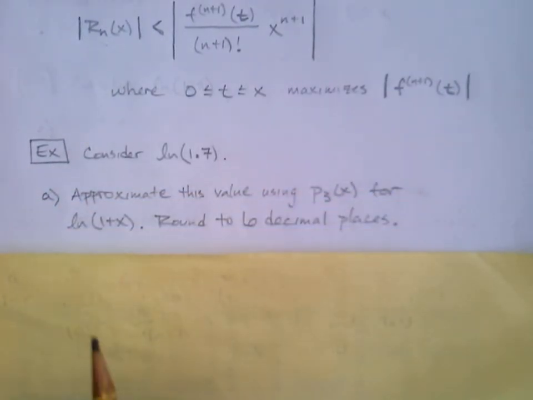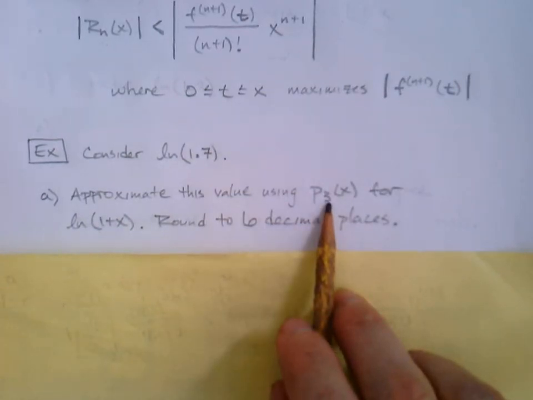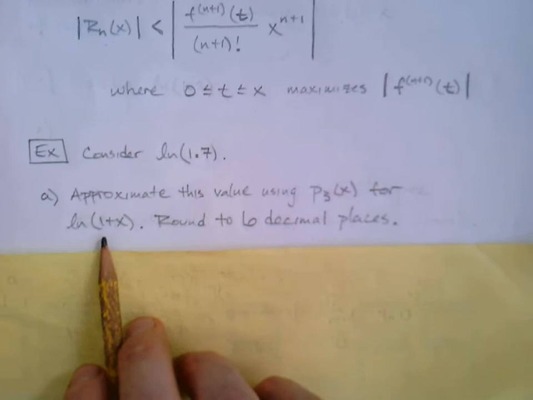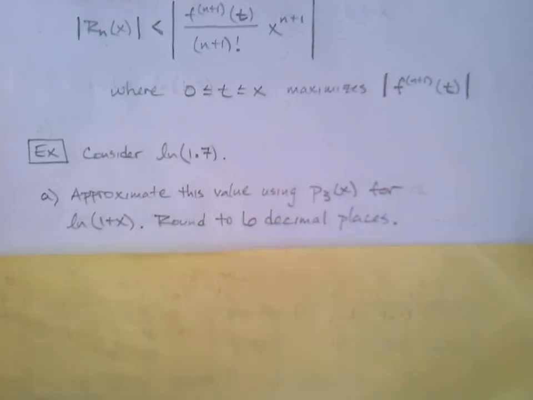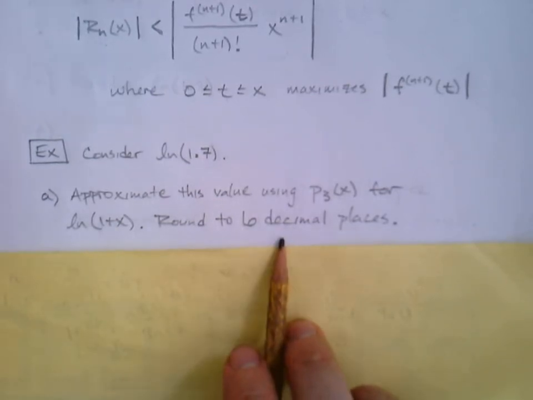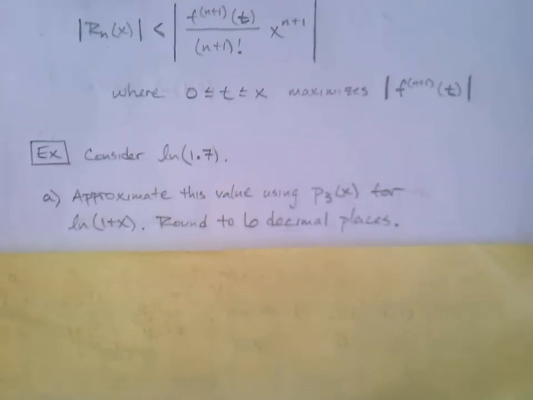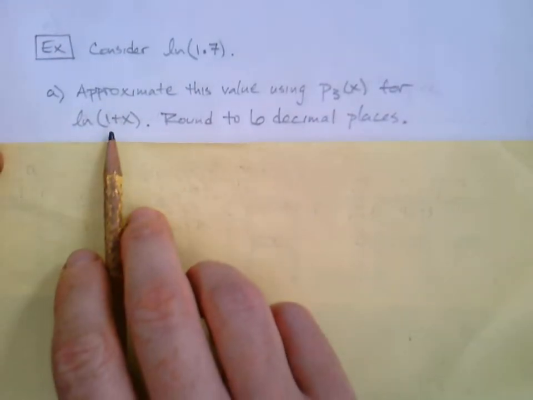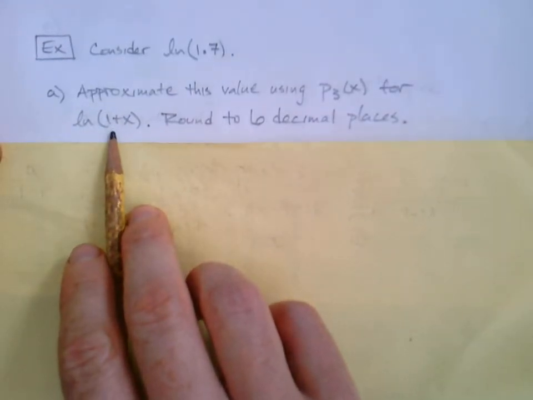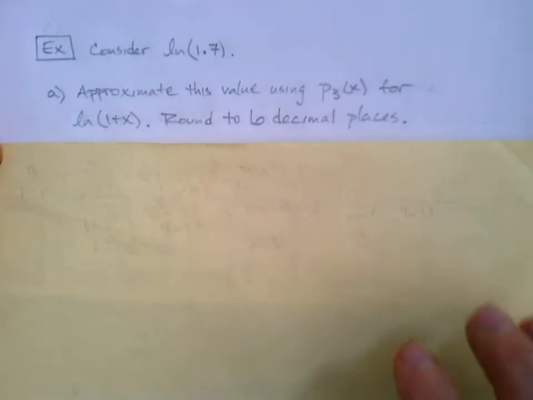Part A, we're going to approximate this value using the third degree Taylor polynomial. We're going to use that basic Taylor series back from 10.3, the natural log of 1 plus x, and we're going to approximate that to 6 decimal places. Okay, so let's start by thinking back to what that basic Taylor series was from the 10.3 notes.